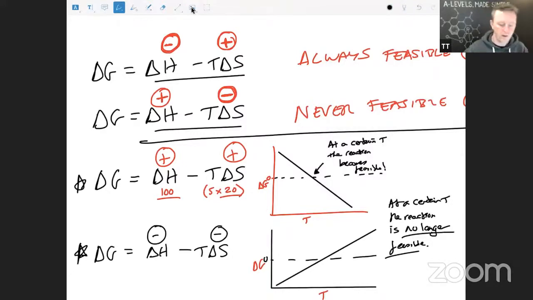So when they ask you, what happens at this point for this graph? You need to say it becomes feasible at a certain temperature. As if you're going up through the temperatures and all of a sudden, oh, it becomes feasible now at this temperature. Whereas with this one at the bottom, as you go up through the temperatures, you get to a certain point where it's no longer feasible. So just having this knowledge is really important when you do questions on these. Okay, does that make sense?